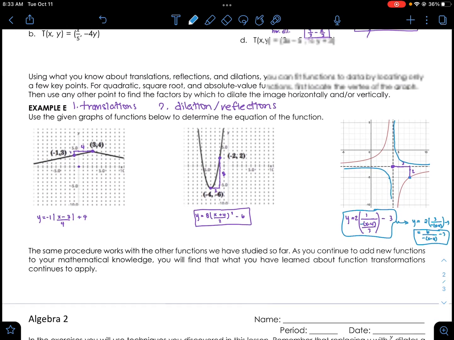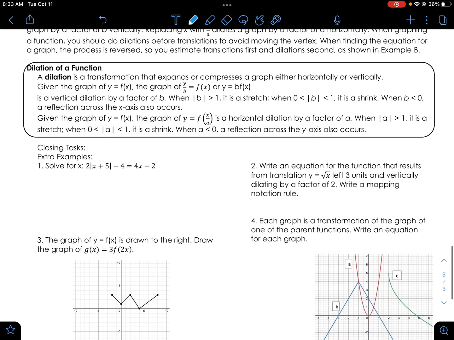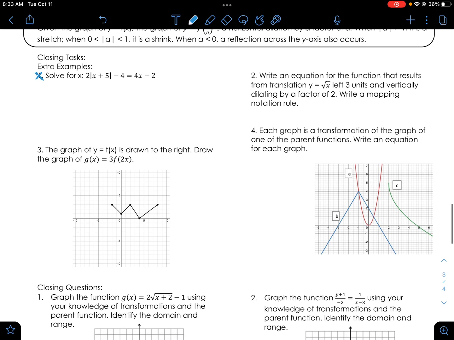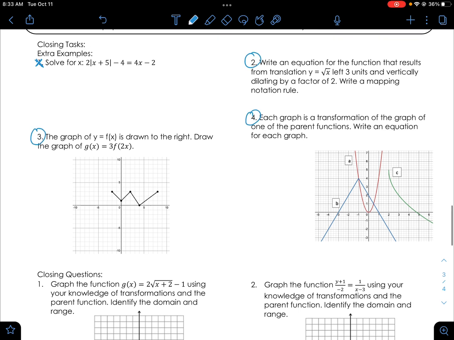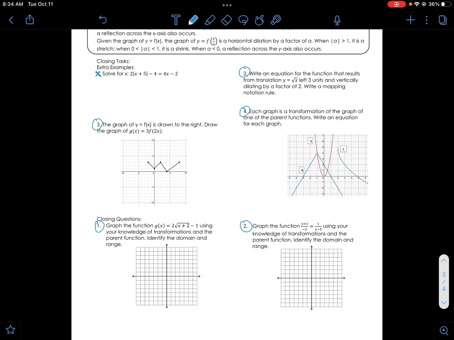Okay. Again, that was a quick rundown of how to find the equation from the graph. There are some extra examples down here. Don't worry about number 1, but maybe go ahead and try to look at 2, 3, 4, and graph those on your own. And if you have any you solve on your own, you can check your answers on the completed notes. And if you have any questions, just let me know.